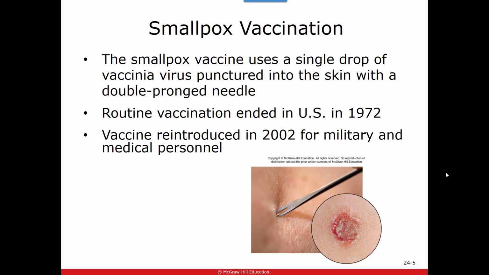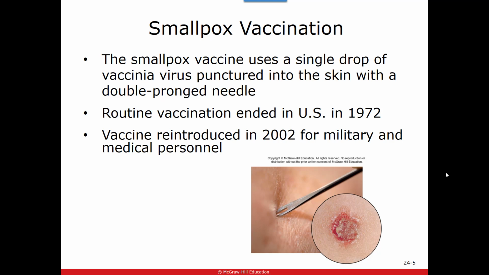Again, we've eradicated it. We haven't even seen a case since 1977 anywhere in the world, which is why vaccinate for something that's not here anymore? However, in 2002, we started vaccinating some individuals. We've started vaccinating military, and some medical personnel. One of the main reasons is that this particular virus is very deadly and it can spread, so it could be used as an agent of bioterrorism. Because of that, we have started vaccinating military individuals.